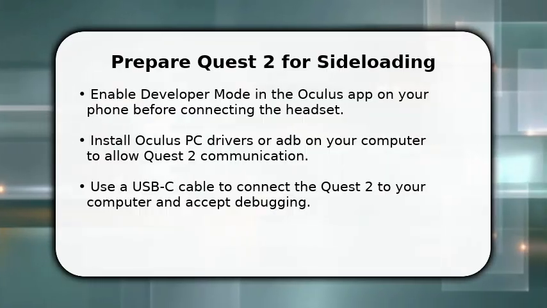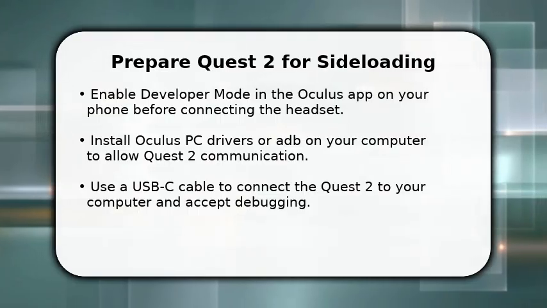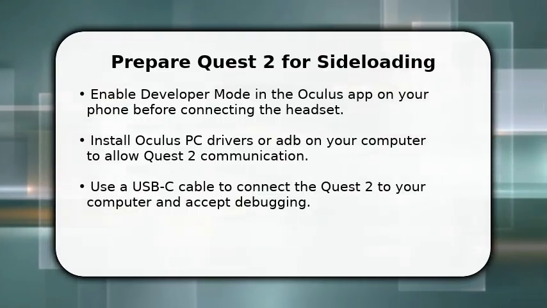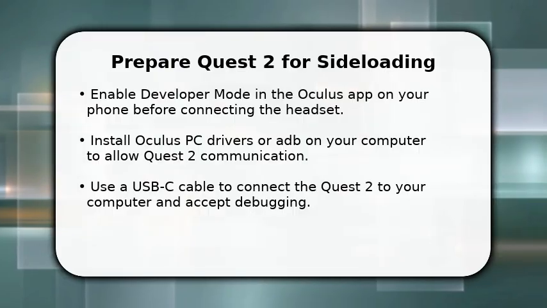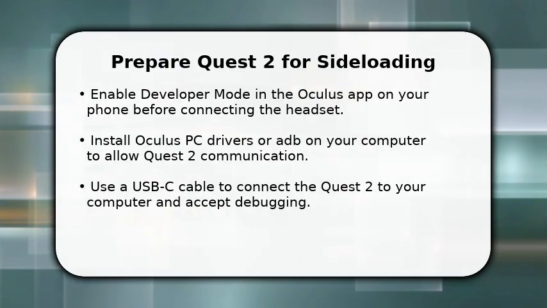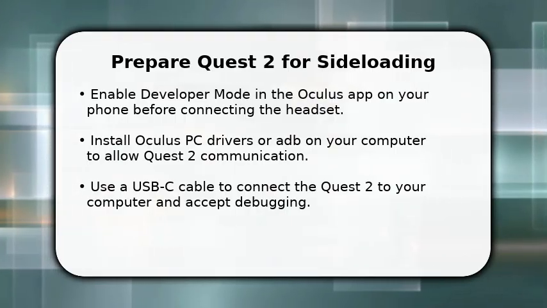First, enable developer mode in the Oculus app on your phone. This unlocks sideloading options for your Quest 2. Next, install Oculus PC drivers or ADB on your computer so the headset can communicate.